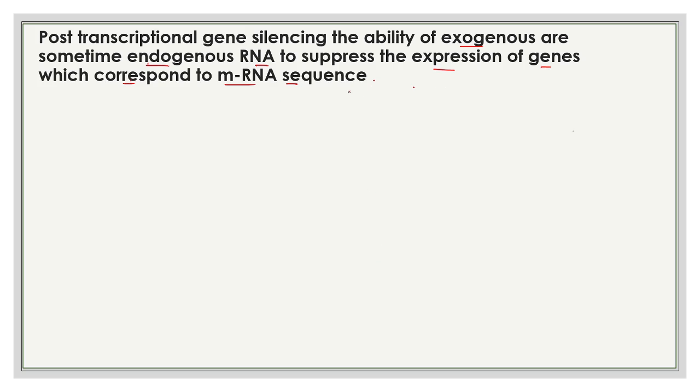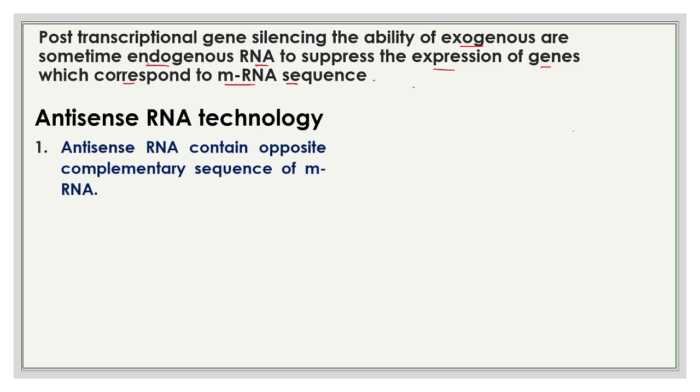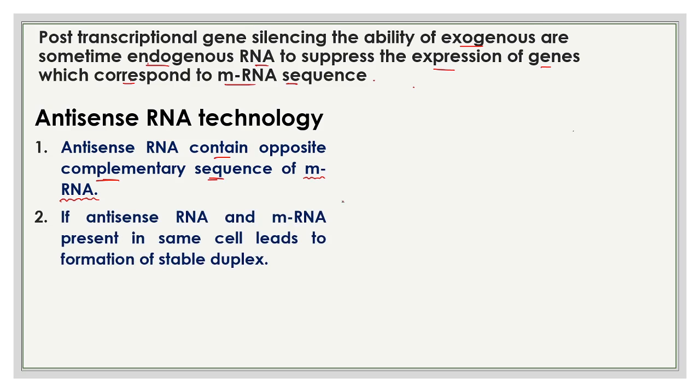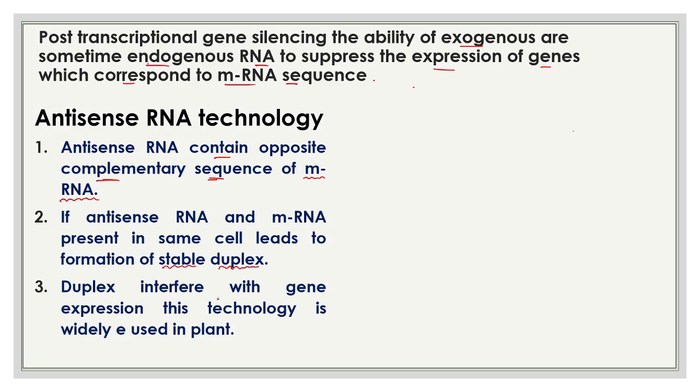Now we are going towards antisense RNA technology. So what is antisense RNA technology? The name itself indicates antisense. It means it contains the complementary sequence of the particular gene or particular mRNA. So antisense RNA contains the opposite complementary sequence of mRNA. If antisense RNA and mRNA are present in the same cell, it leads to the formation of a stable duplex. The duplex interferes with gene expression, and this technology is widely used in plants.